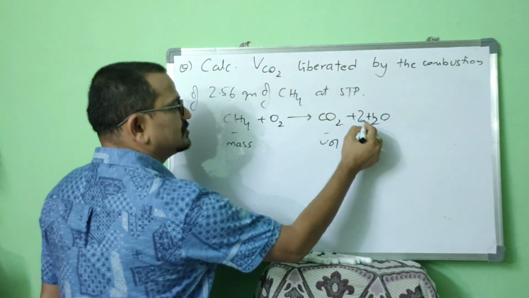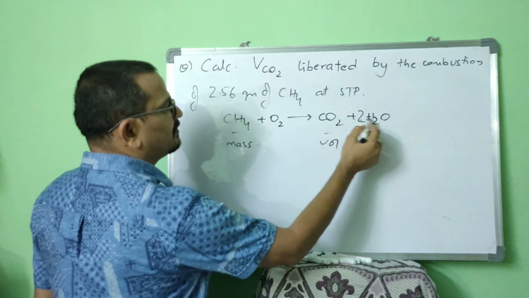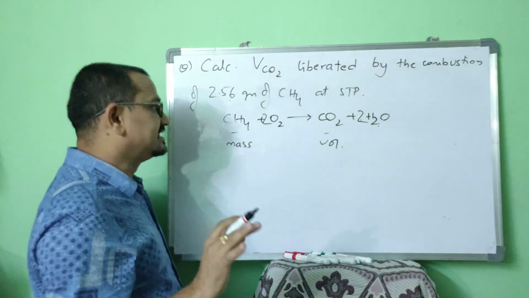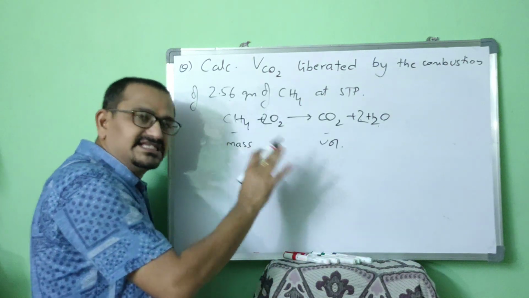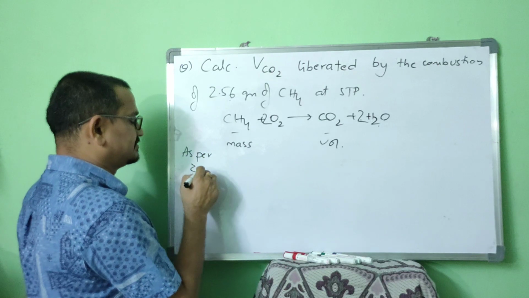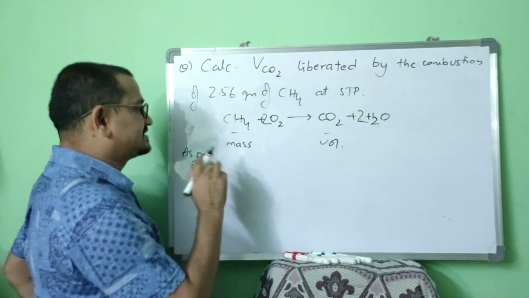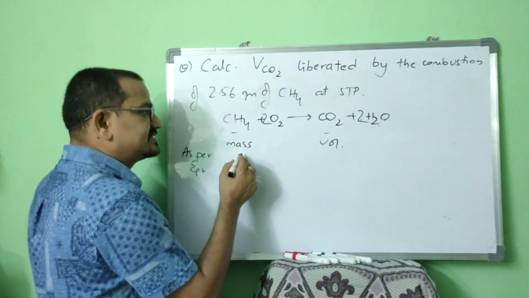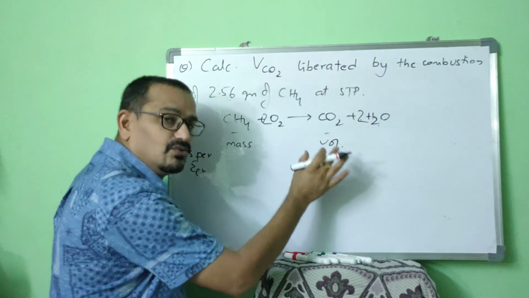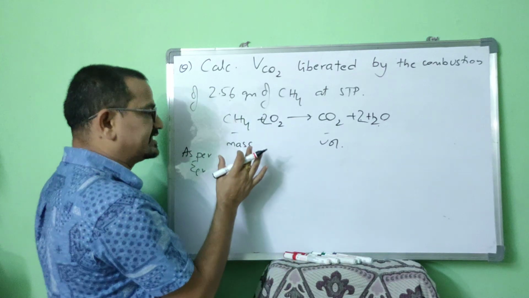4 hydrogens, 2 to the 4 hydrogens, and 2 plus 2, 4 oxygen atoms, 4 oxygen atoms. It is a balanced equation now. Now, in this balanced equation, as per STP conditions, what mass is giving what volume? You have to notice properly.